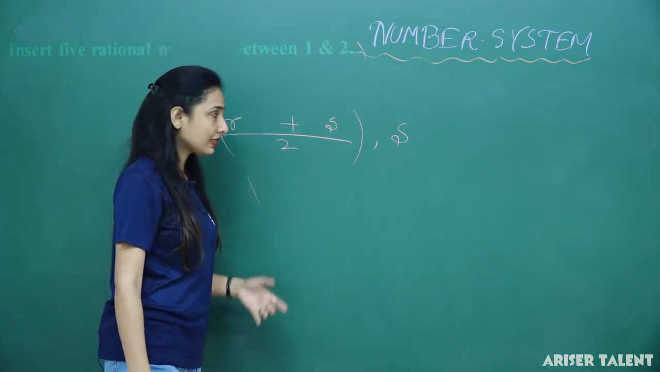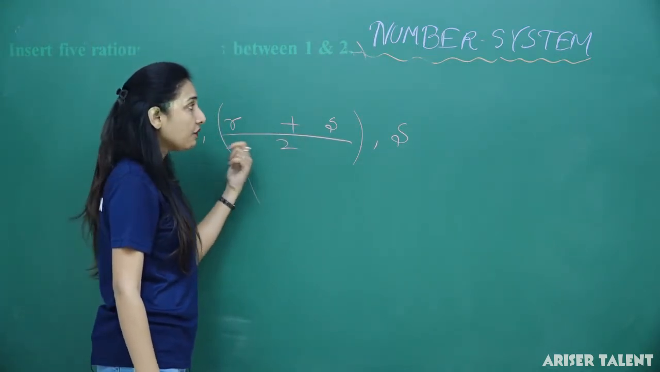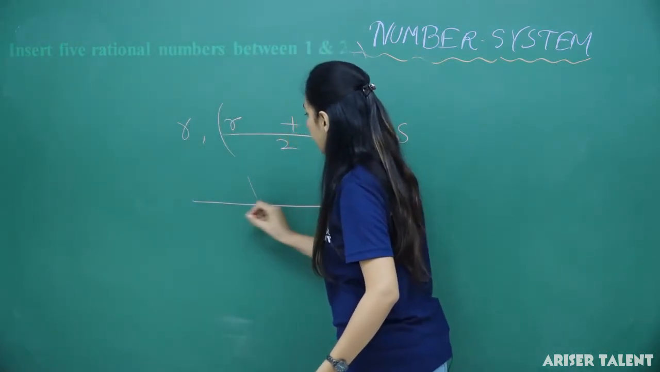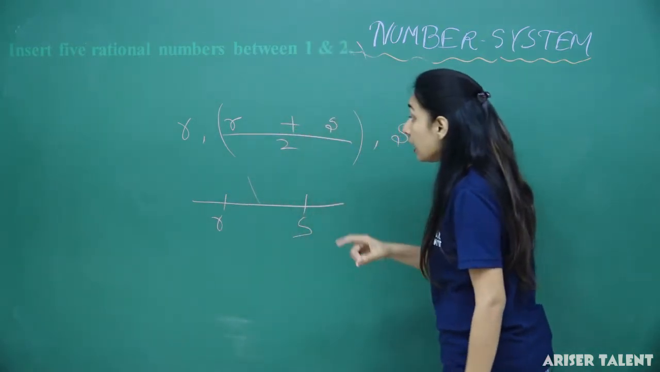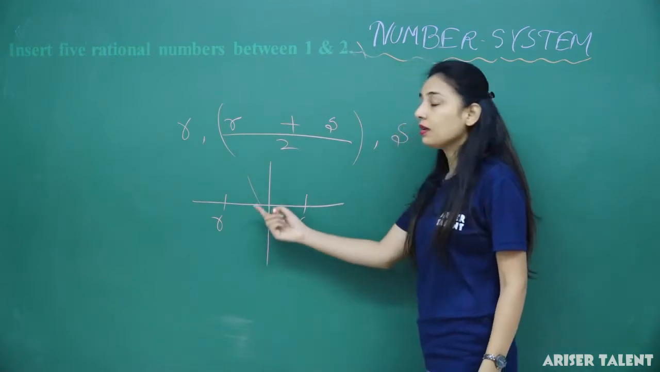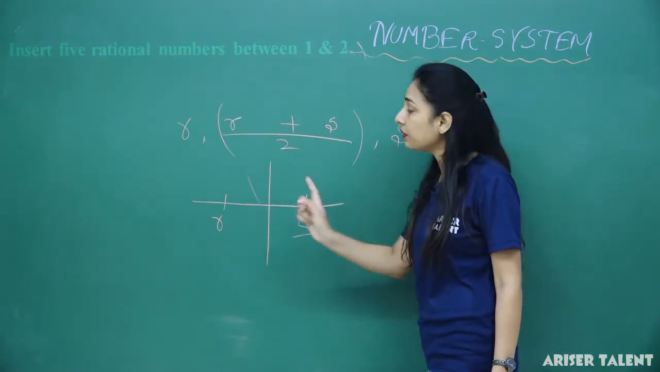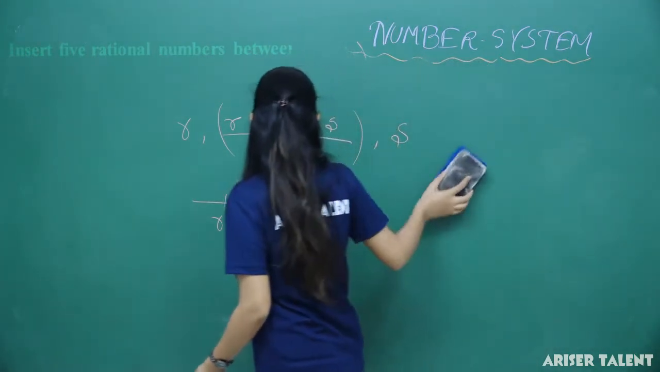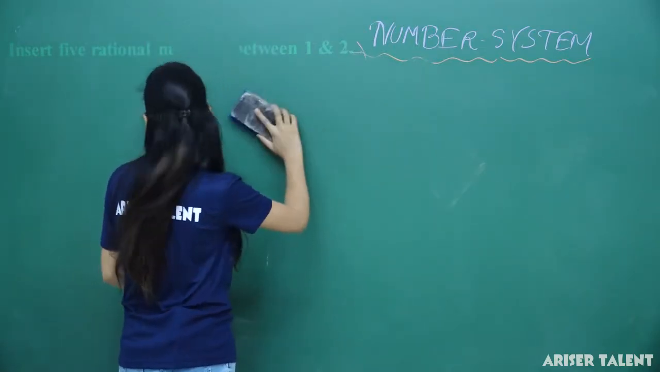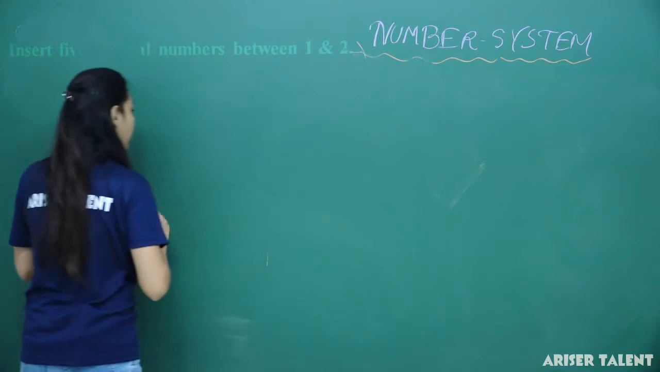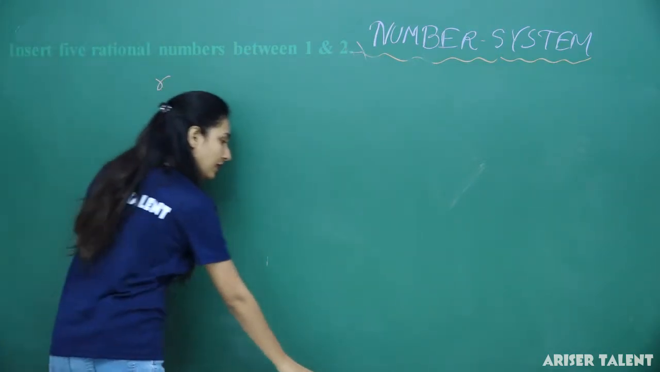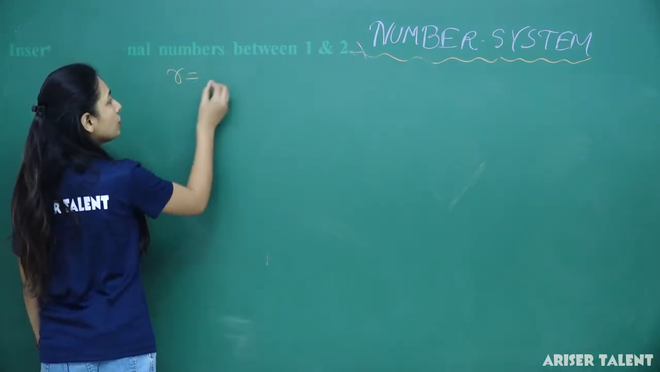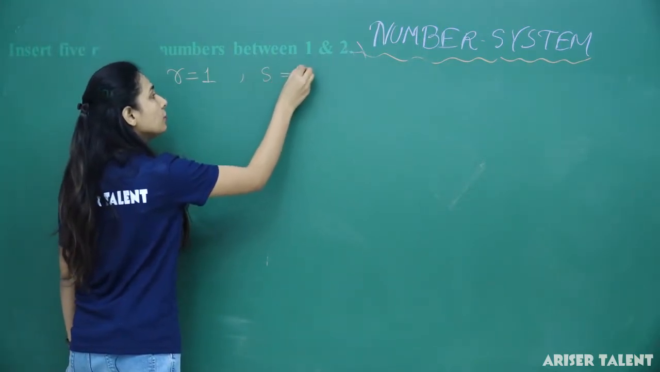Is it clear to you guys? Because the mean, the average of two numbers, will lie only between the two. If this is a number line and here lies r and here lies s, the average of these will always lie between them. This is very simple. Now I have to insert 5 rational numbers between 1 and 2. So r equals 1, s equals 2.